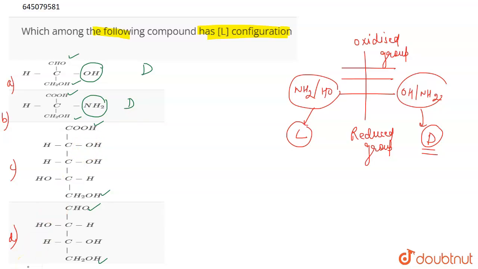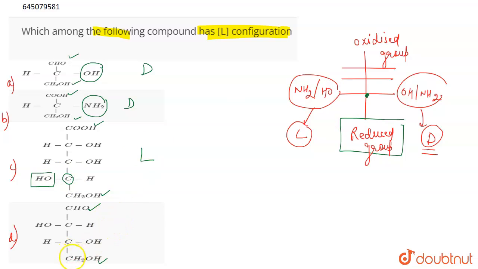Now, here in option C, we have three OH groups. Now the question comes: which OH do we have to see to identify whether it is L or D? Every time, you have to see the second last carbon, the carbon above the reduced group. So you have to look at the substituent attached to the second last carbon. Here, this is the second last carbon and the OH is on the left hand side. Therefore, this configuration is going to be the L configuration.